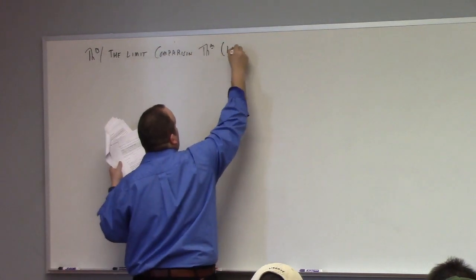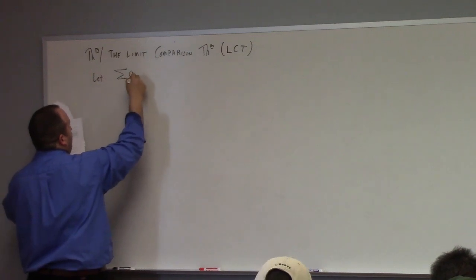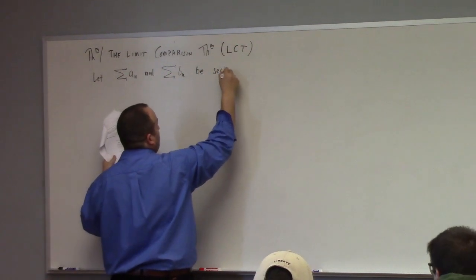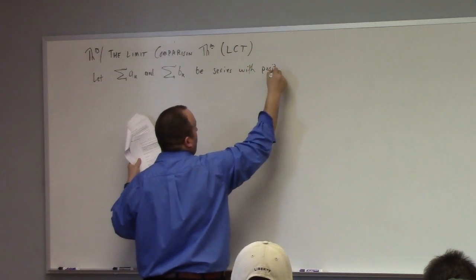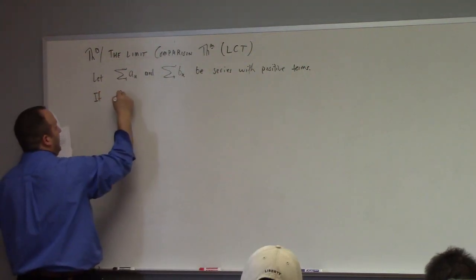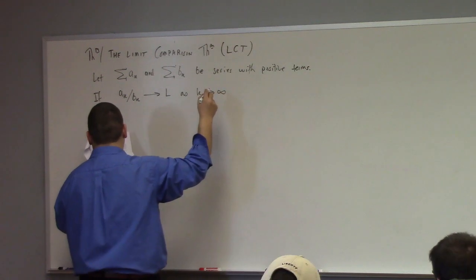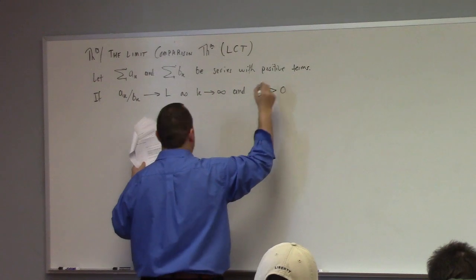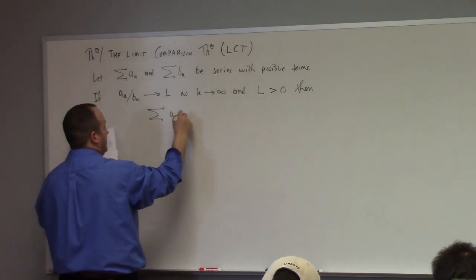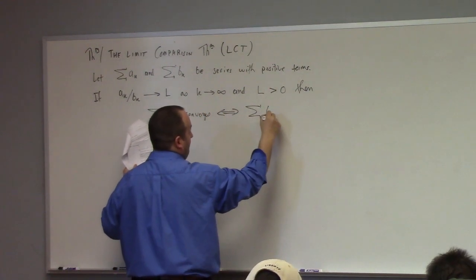All right, or as I would call it, LCT. All right, and here's what it says. Let the sum over AK and the sum over BK be series with positive terms. If AK over BK goes to L as K goes to infinity, and L is positive, right? Then the sum over AK converges if and only if the sum over BK converges.